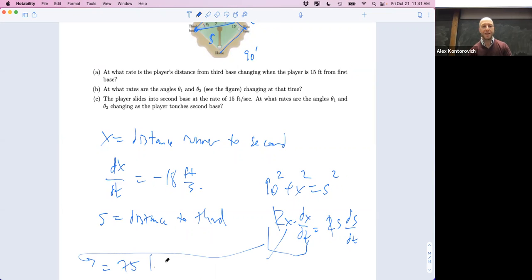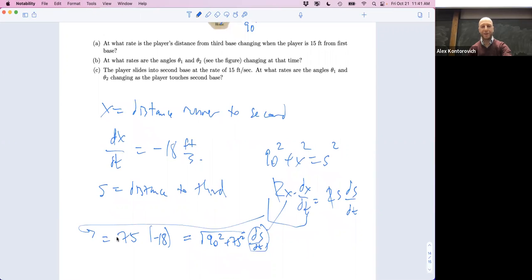dx/dt is negative 18, and s, I have to work out what s is at that moment. Well, s is the square root of 90 squared plus 75 squared. Okay, so that's how we can solve for ds/dt. I would divide this to the other side. So the answer is the rate is negative 18 times 75 divided by the square root of 90 squared plus 75 squared.